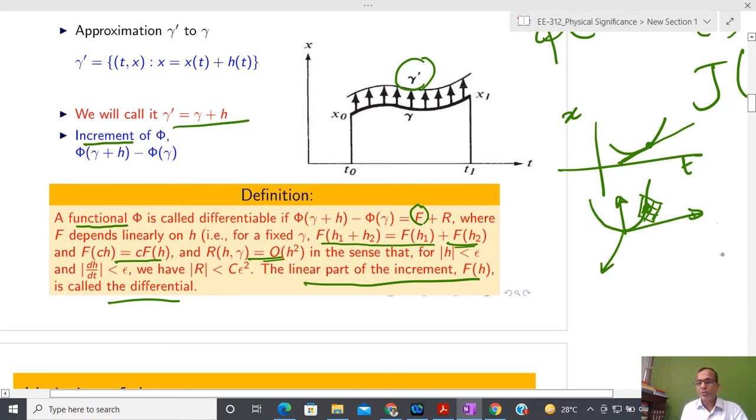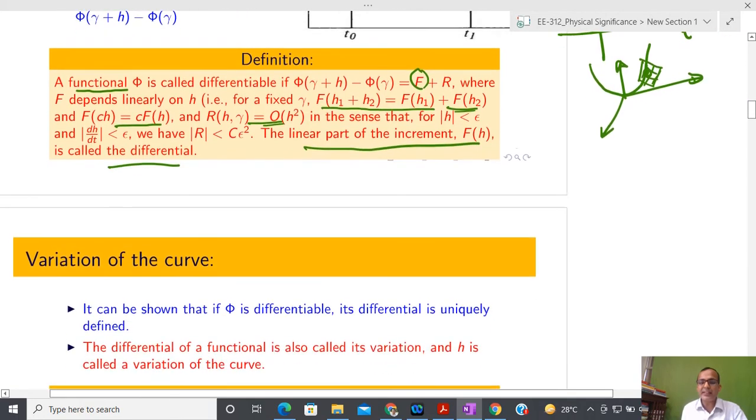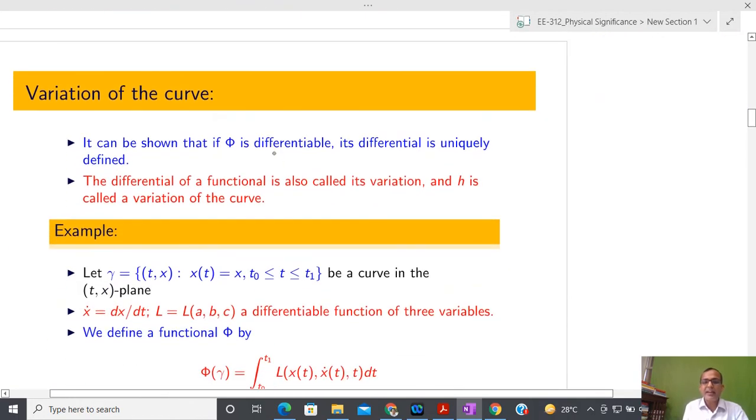Just like at this point I have a unique tangent, similar things hold here: only one curve will satisfy this kind of property. Due to that reason you can see the same point I have written here, and this differential of the function is called the variation, and h is called the variation of the curve. So variation is nothing but some kind of differential.